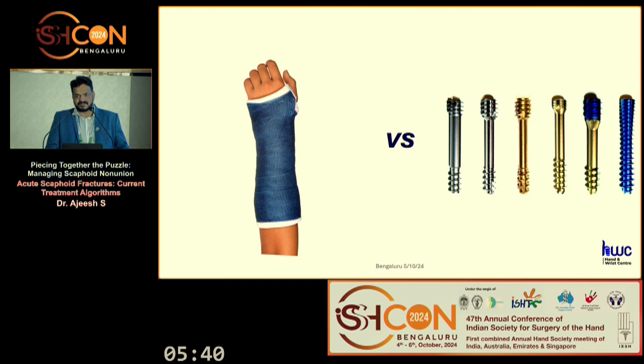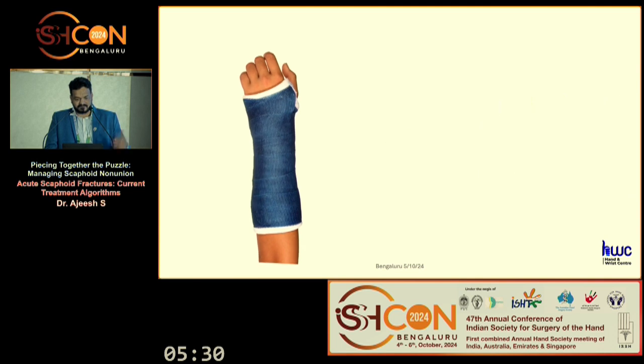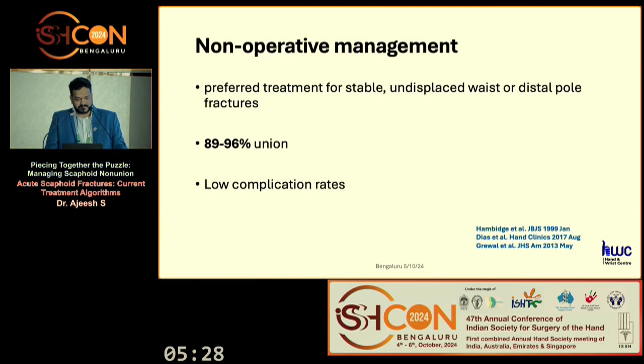And well, the choice is straight away, when you're seeing these patients for the first time, for all scaphoid fractures, what you're going to think of is, am I going to cast it or are we going to fix it? And so I'll start off with the non-operative management part of it. It is the preferred treatment for stable, undisplaced waist or distal pole fractures. And we have multiple studies on these. They are referenced below. And we can achieve about 90% union in these fractures treated conservatively. And obviously, they have low complication rates, they do not come with the complications associated with surgery.